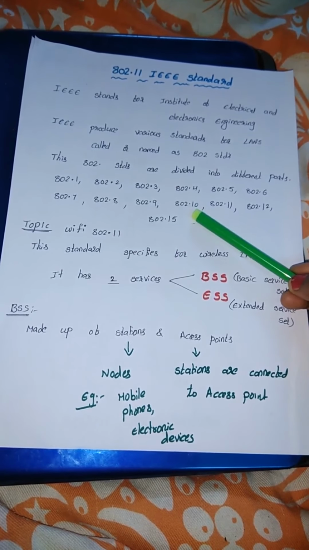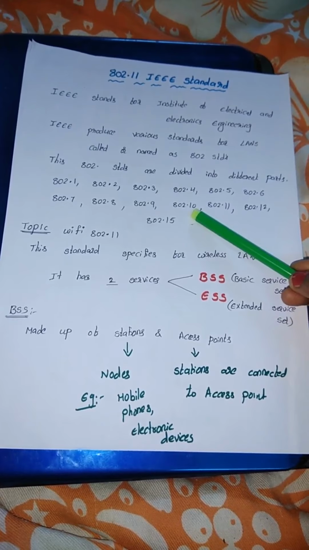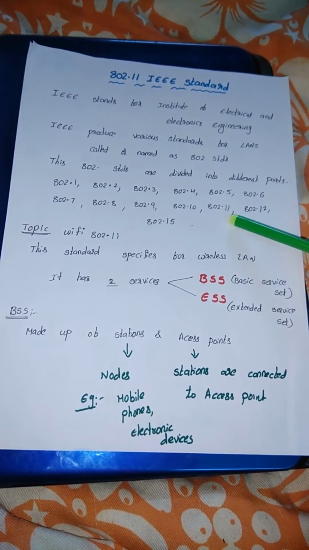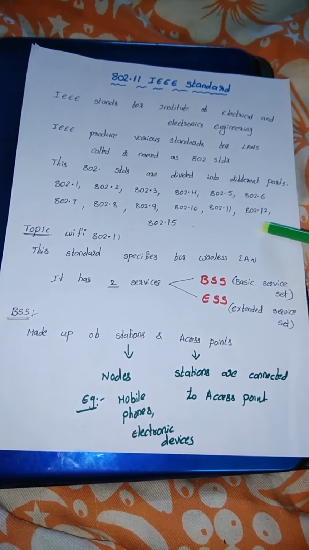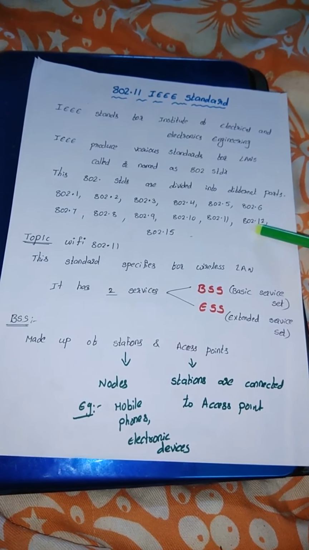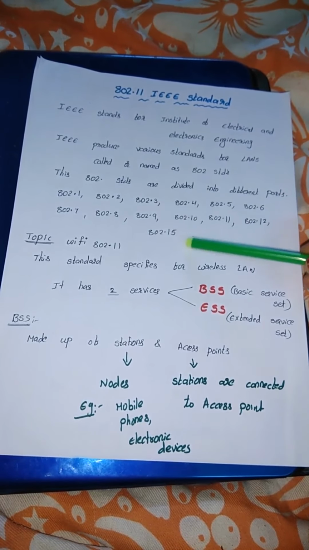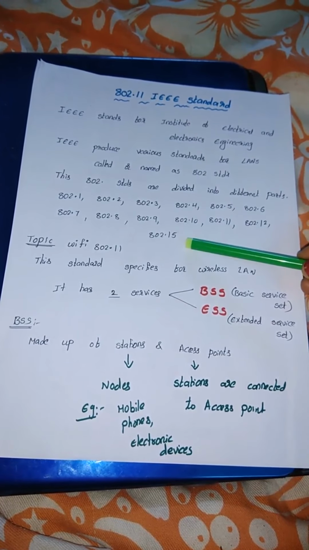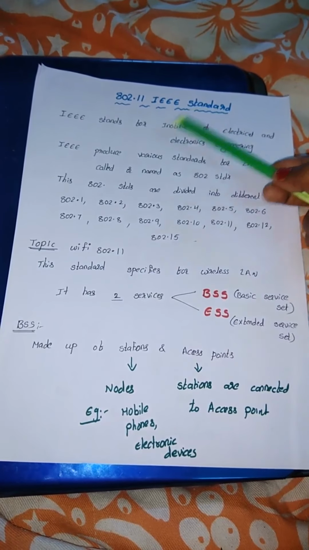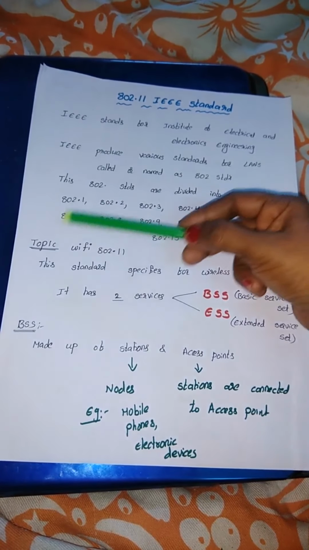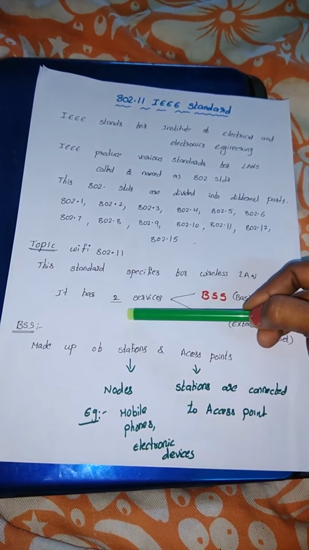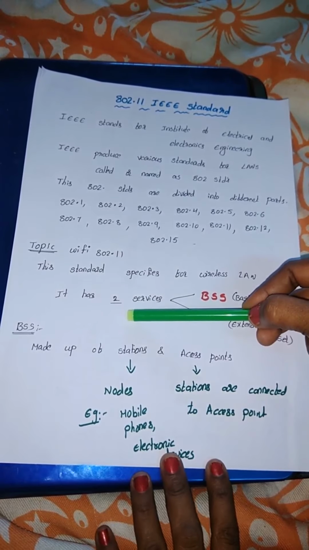802.10 provides security for LAN and MAN categories of network. 802.11 is wireless communication. 802.12 provides 100 Mbps speed wherever LAN communication is done. 802.15 is for Bluetooth technology. Coming to the actual topic, 802.11 is Wi-Fi communication. Let us go for a deeper discussion about 802.11.